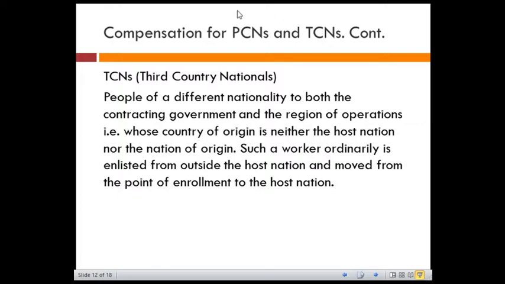We're establishing an office in Mexico. So if we're here in Trinidad and the office is opening in Mexico, we could have third country nationals coming from St. Lucia. We could have them coming in from Barbados. So anywhere that is not the home country and the place where it's being done.